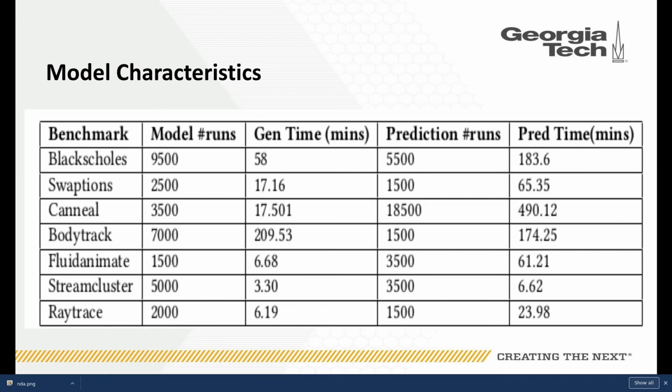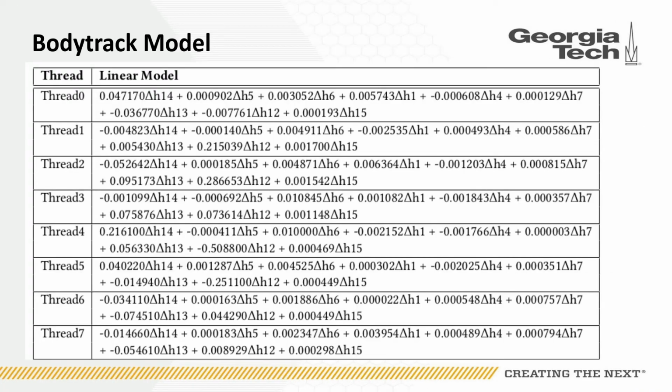programs more robust. In the model for each of the 8 threads in the bodytrack benchmark shown here, the commit distance, in turn non-determinism, is affected in all threads by H14, conditional branch instructions, H5, L3 cache misses, H6, L3 load misses, H1, L1 data cache misses, H4, L2 cache misses, H7, data TLB misses, H13, unconditional branch instructions, H12, L2 store misses, H15, conditional branches taken.